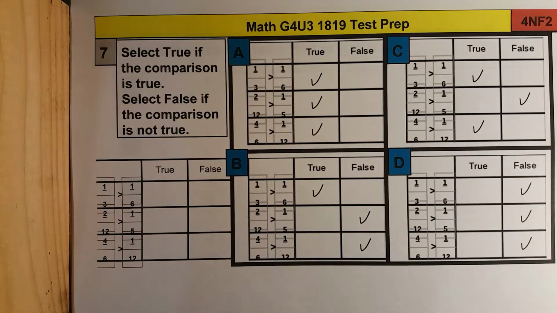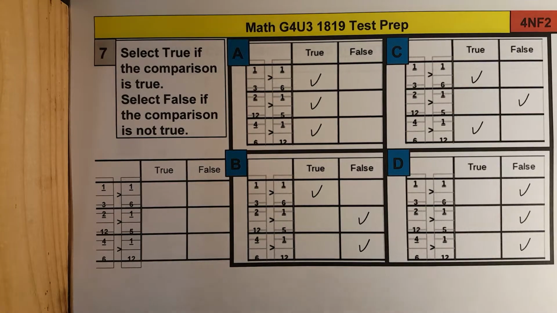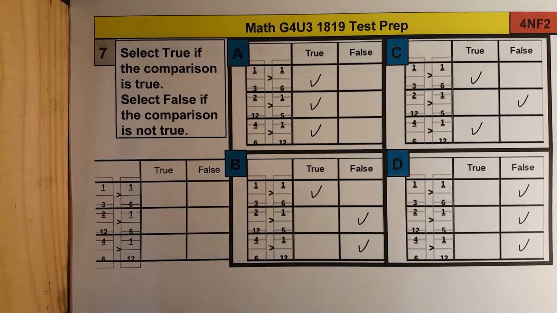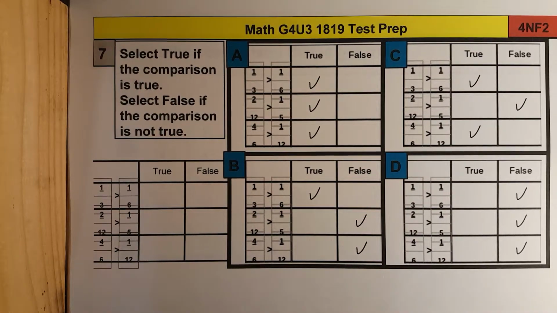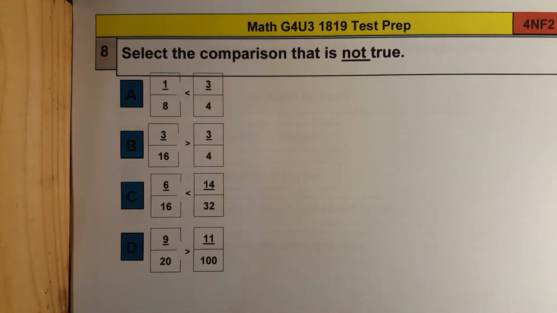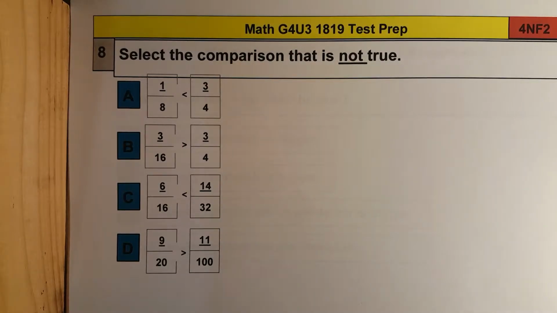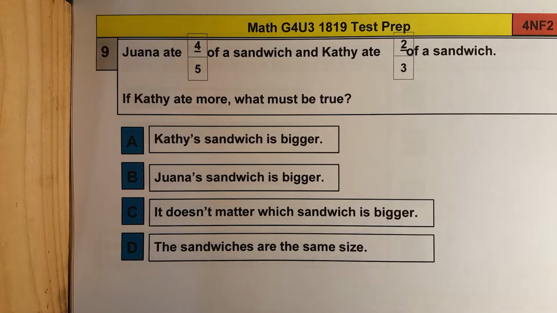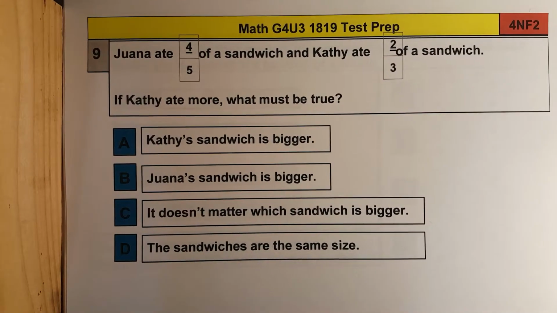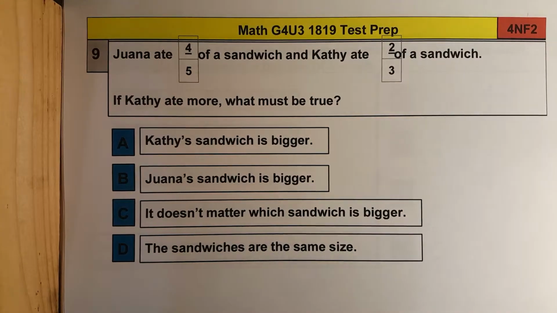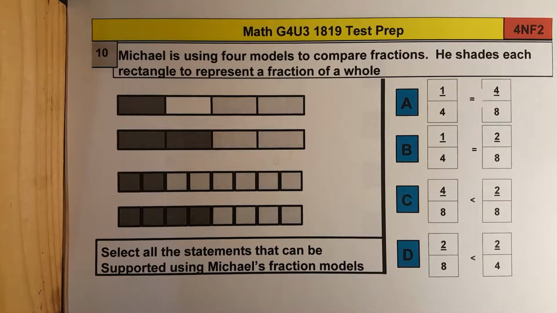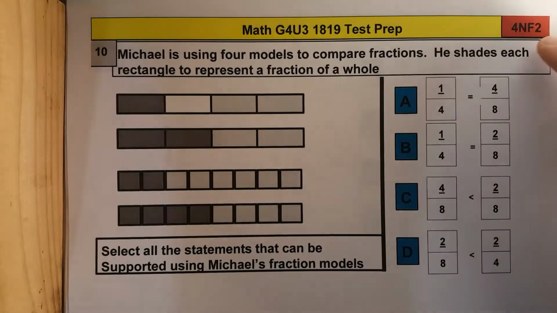Here's number 6. Number 7. So if you're a teacher or a student, you can just freeze this and then have it in front of the class and then the students solve it. Number 8. Number 9. Number 10. That's it for standard 4NF2.